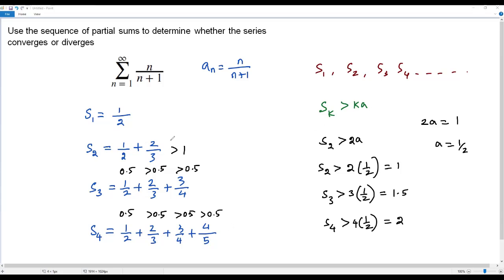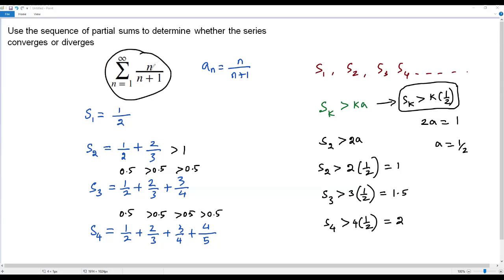So the partial sums of the given infinite series satisfy this inequality, that is Sk greater than k times a, so that Sk is greater than k times 1/2. So since the given infinite series satisfies the inequality Sk greater than k times 1/2, the given infinite series diverges.